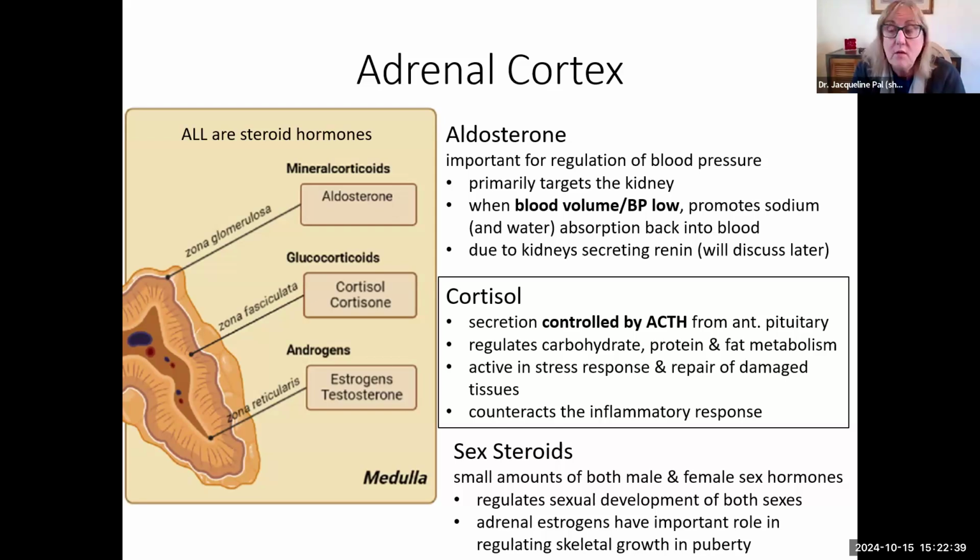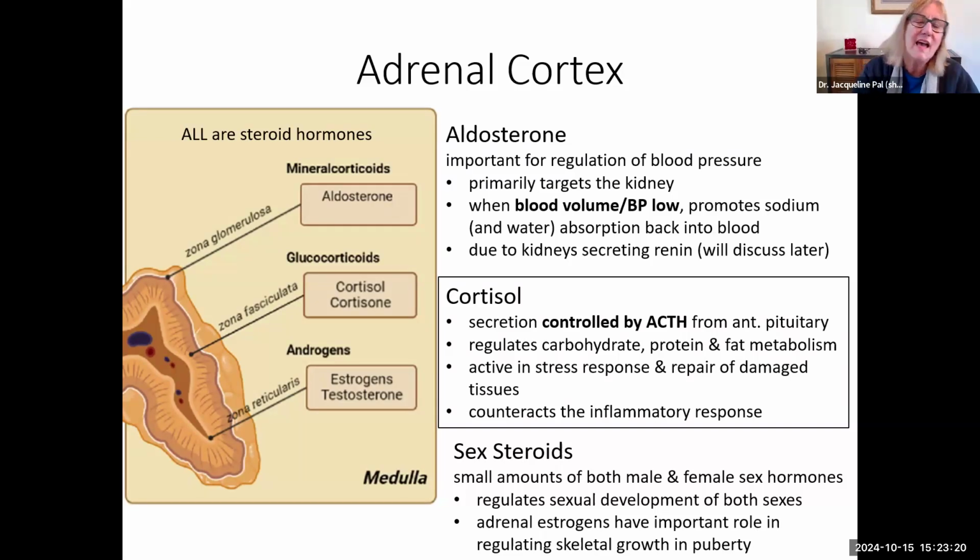And even after puberty, where if you're a boy, your testes take over and give you massive amounts of testosterone, and when you're a girl, your ovaries take over and give you your estrogens and progesterones, your adrenal cortex is still going to be kicking out these sex steroids. And so these regulate sexual development for both sexes, as well as have a role in regulating skeletal growth at puberty. Okay, so that's it for the adrenal cortex. Kind of complicated, but just think of each layer does something different.